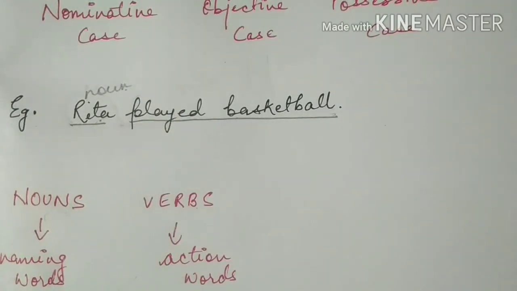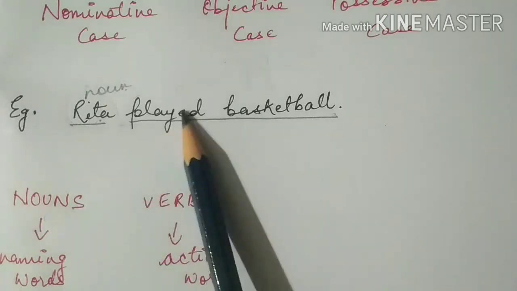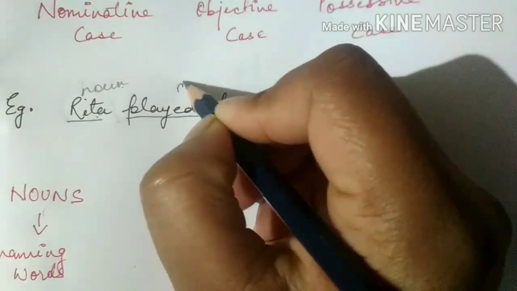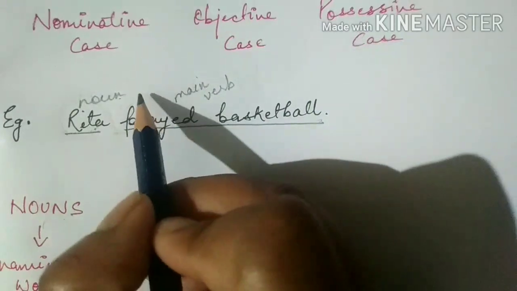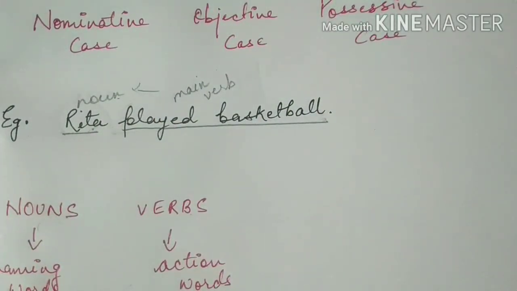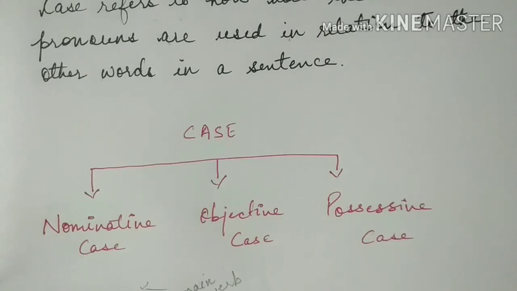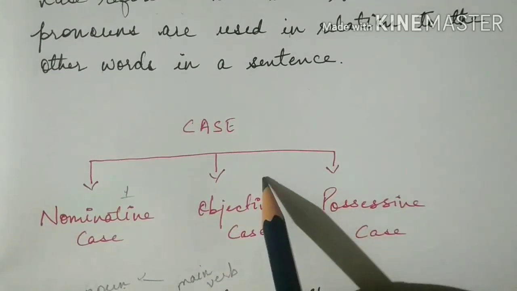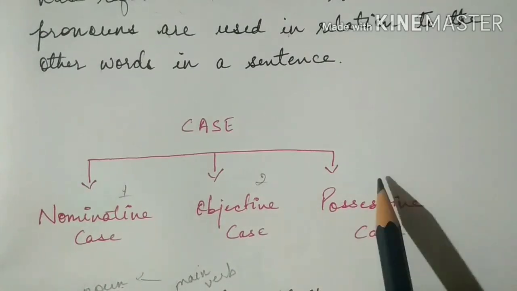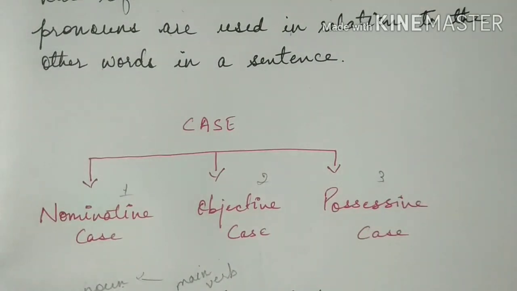Why is played a verb? Because it is an action that is performed by the noun. Any action word, any doing word is known as a verb. So this played is a main verb over here, an action that is performed by a noun. Right? Now in case, we'll study three types of case. The first is nominative case, second is objective case, and third is possessive case. Now we'll look into all these cases one by one.